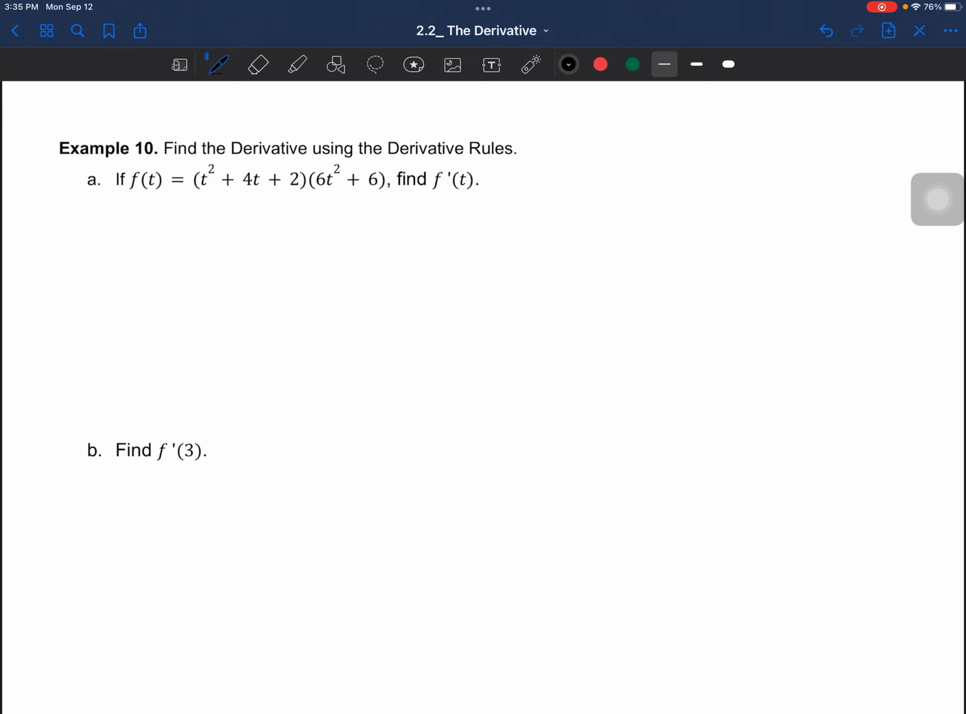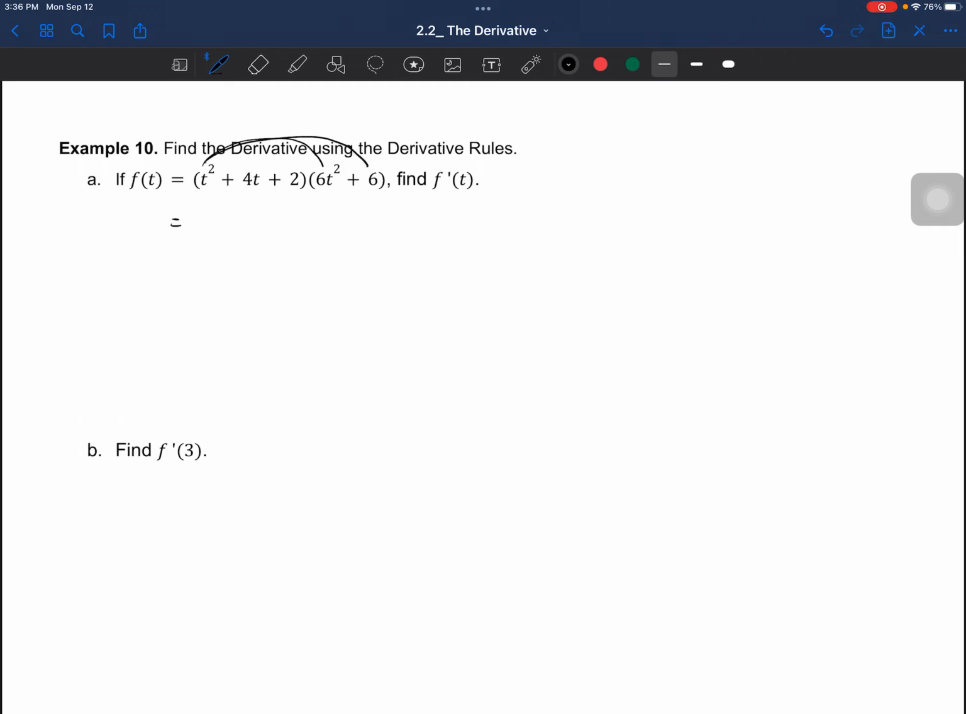Later on, there's an actual rule called the product rule, but for now we have to do this simplification. And then at the end, we're going to find f prime of 3. So first, let's go ahead and simplify this function. In this case, we're not doing any derivative yet. We're just doing some algebra.